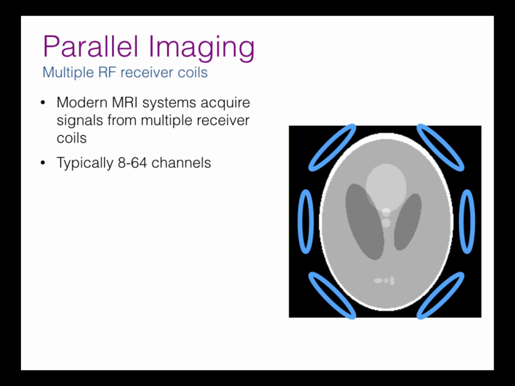What this boils down to is, this is a classic simulated brain phantom. And basically, instead of just having one loop of wire around the brain collecting the signal, you've got a whole lot of them. I've got 6 here. You've typically got, as I say, between around 8 and 64. Most of our scanners have 32, just to give you some idea.